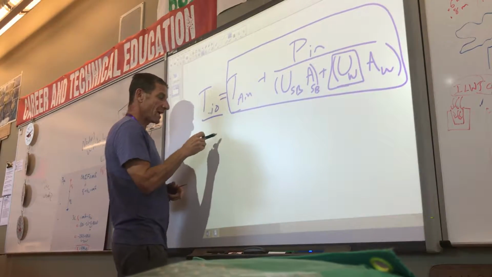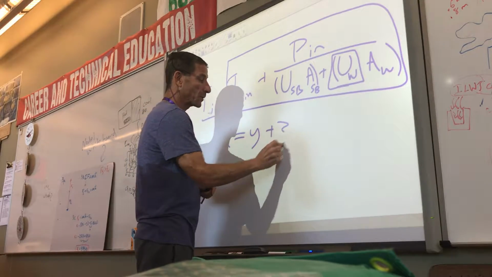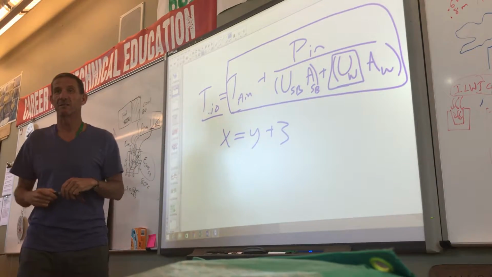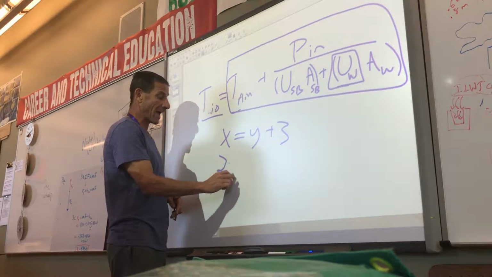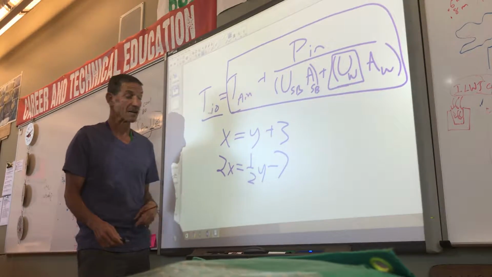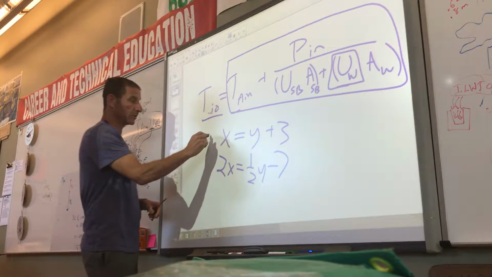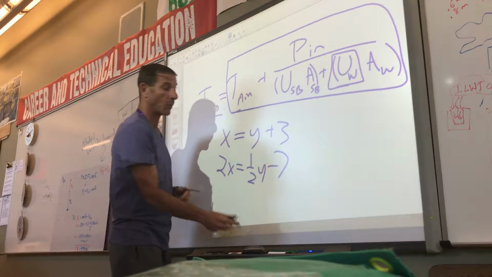If I told you x is equal to y plus 3, can you tell me what x or y is? Oh, you need another, the system of equations. I need some other, 2x is equal to 1/2 y minus 7. Can I do this? Yeah, absolutely. First of all, let's talk about what are some ways to do this. What would be one way to do this?